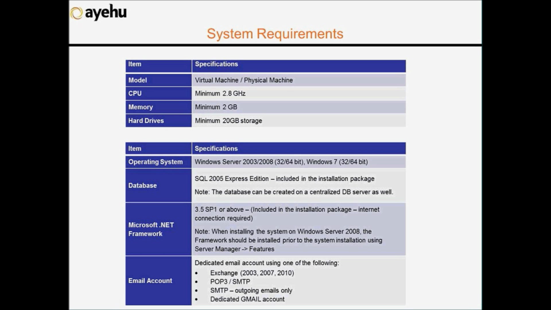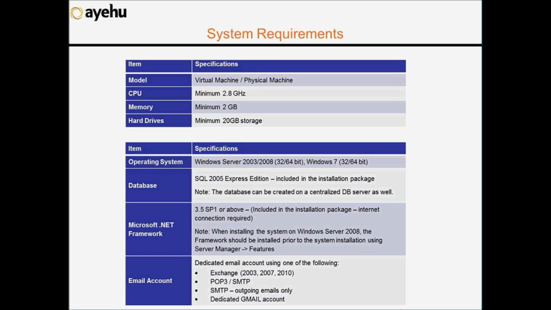It could be 64-bit. And the system includes SQL 2005 Express Edition, which is part of the installation package, or you can use your own SQL server, a SQL server that you already have in your company. In addition, we require Microsoft .NET Framework 3.5 SP1 or above. The installation package already includes this framework.